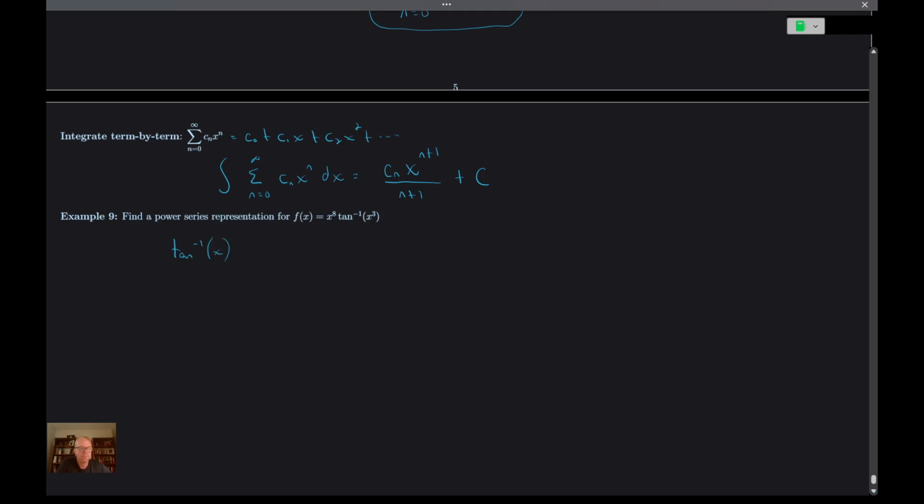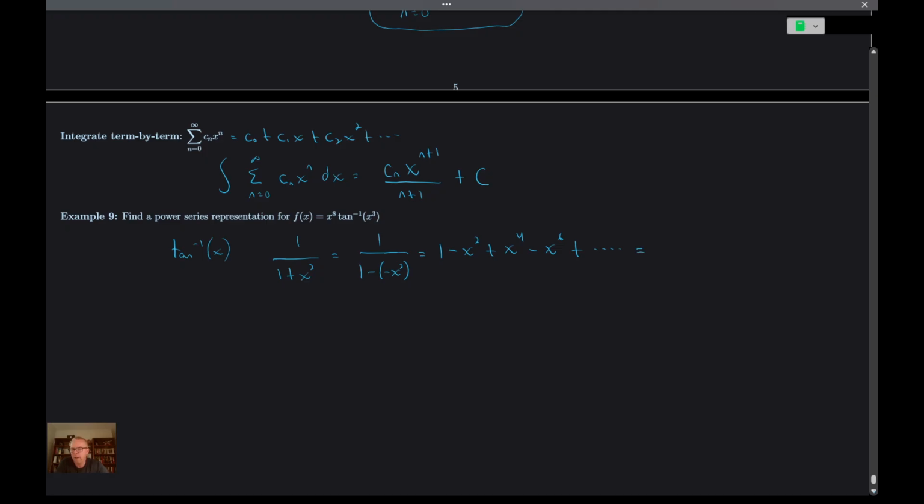arctangent of x. And before we do that, let's consider 1 over 1 plus x squared. So maybe this looks familiar. If we wrote this out as a power series, let's write it as 1 over 1 minus negative x squared. This would be 1 minus x squared plus x to the 4th minus x to the 6th plus x to the 8th, and so on.